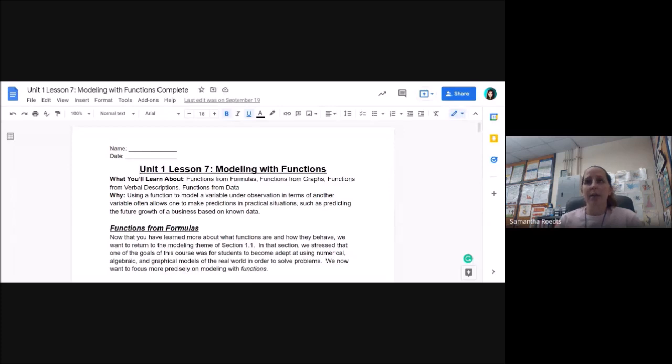functions from data. So basically, all we're doing is combining everything that we've learned so far and putting them in word problem format. So it's very similar to a lot of the stuff that we've already seen. So why? Using a function to model a variable under observation in terms of another variable often allows one to make predictions in practical situations, such as predicting the future growth of a business based on known data.